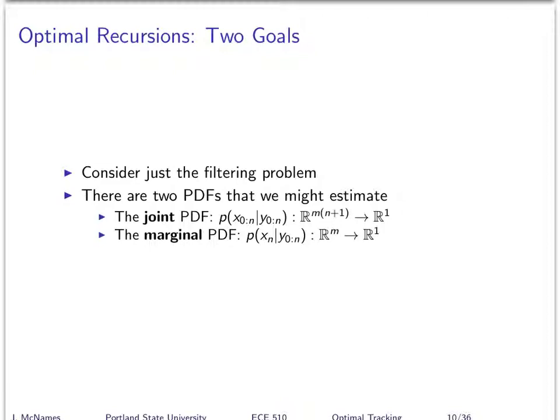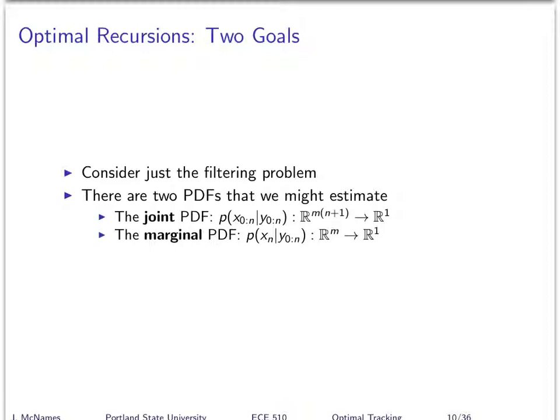If the dimension of the state vector is represented by m, then the dimension of this distribution, there's n plus 1 samples, and each state has m dimensions to it. So the dimension of this is huge. And this is mapped onto a PDF which only produces one value, but still, this is a very high-dimensional thing. The dimensionality of this grows with time.